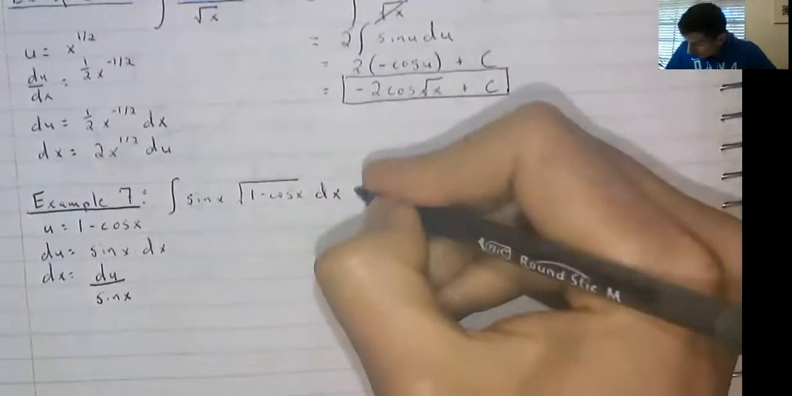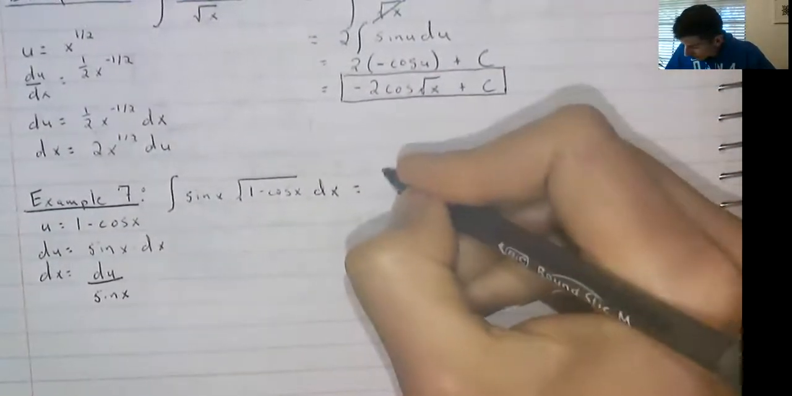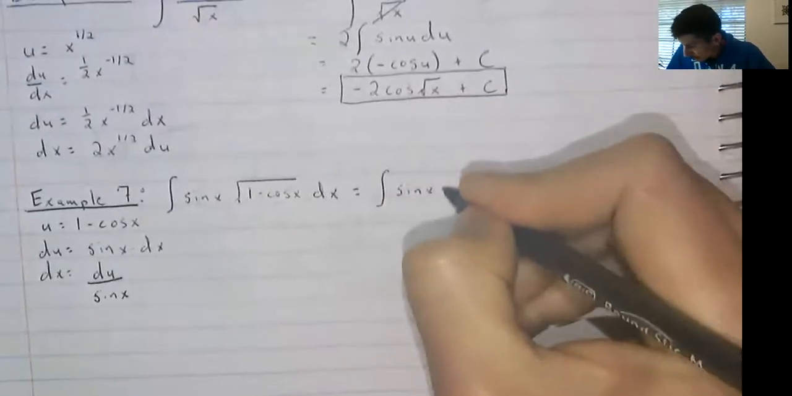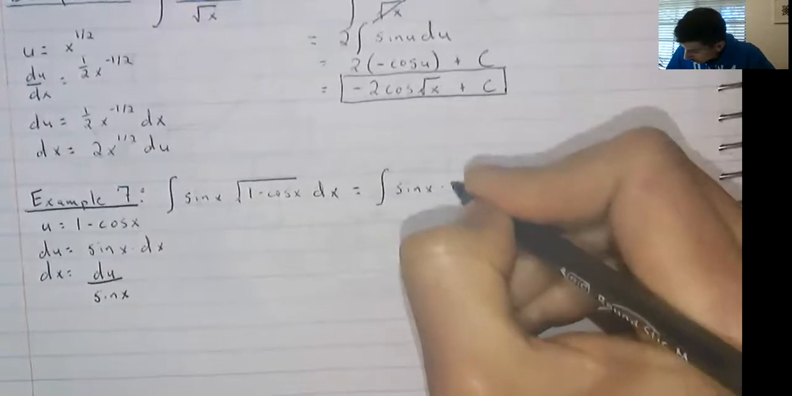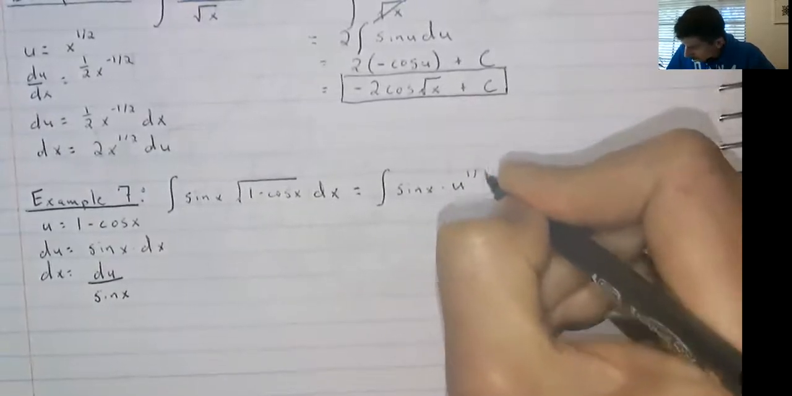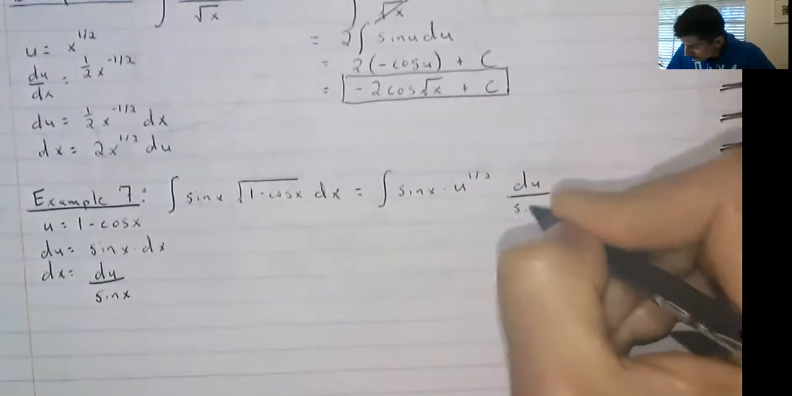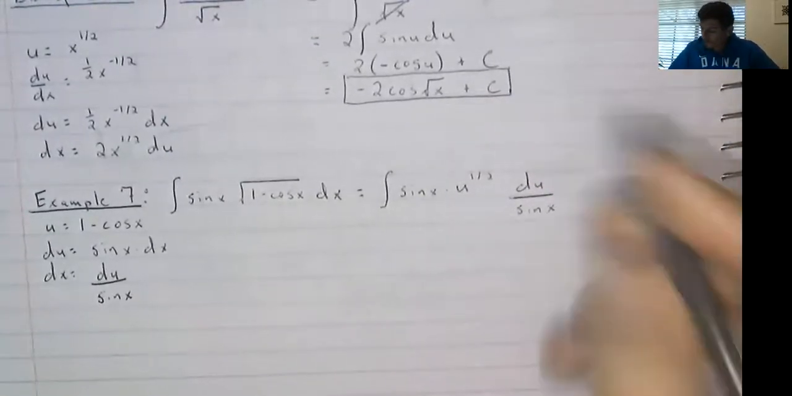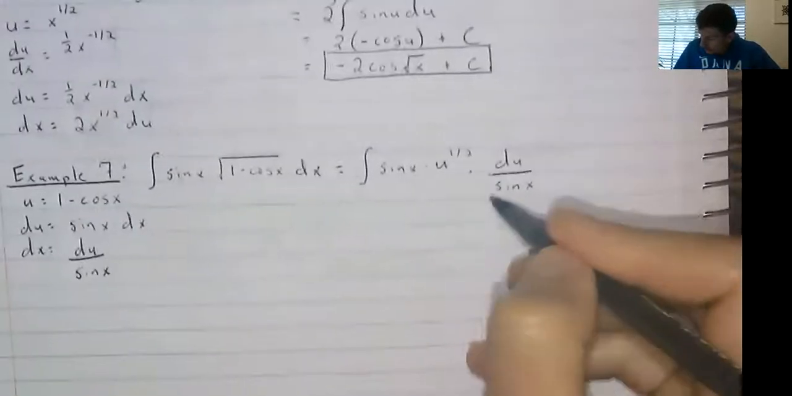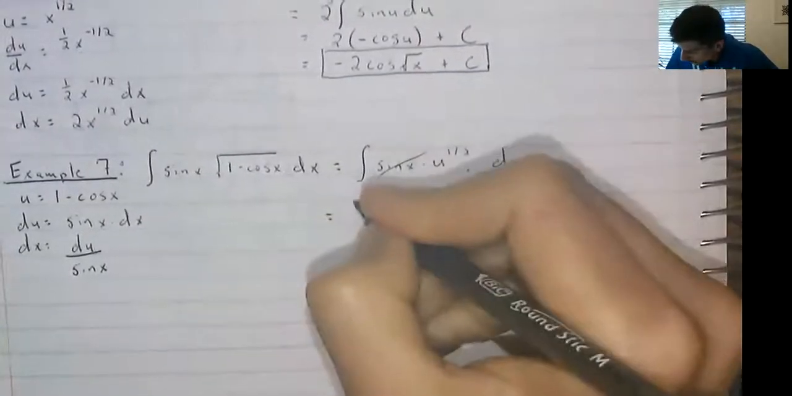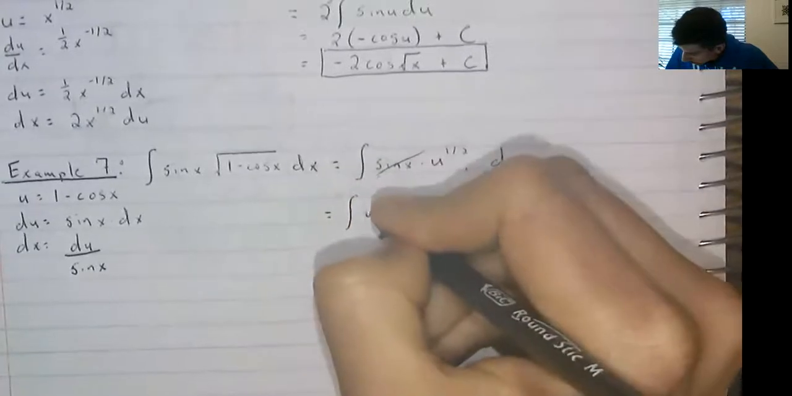So then moving on back over here, we can rewrite this as the integral of the sine of x times u to the 1/2 dx. We just said dx was du over sine of x. Magic moment, the signs go away. And now this antiderivative is solely in terms of u, namely u to the 1/2.